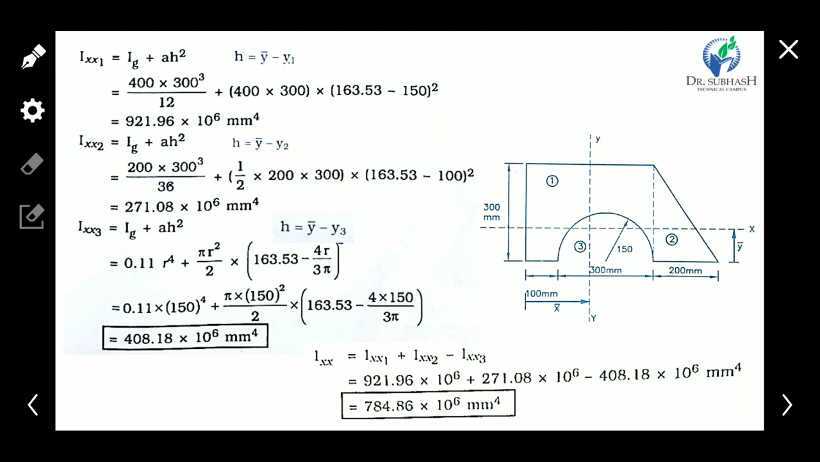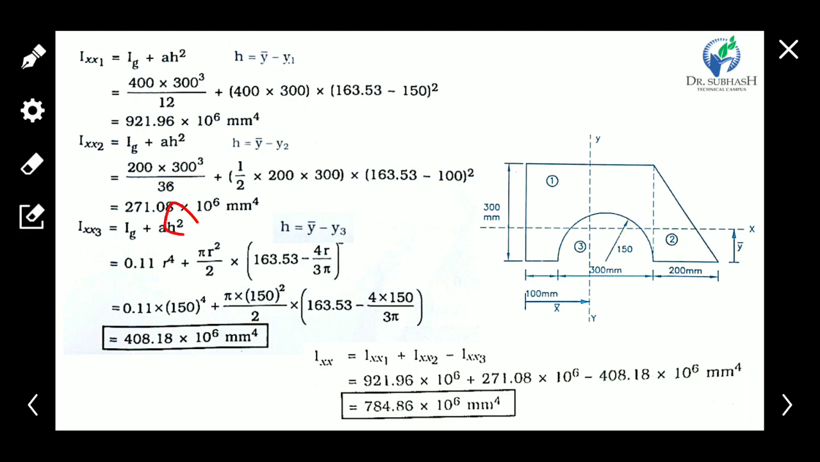So what is the Ig for a semicircle? It's 0.11 r to the 4. The equation of moment of inertia for a semicircle about its CG is 0.11 into r to the 4. What is the radius? 150. So 150 raised to 4 into 0.11. Now we have to find out the area. Area is pi r square by 2, and the radius is 150.